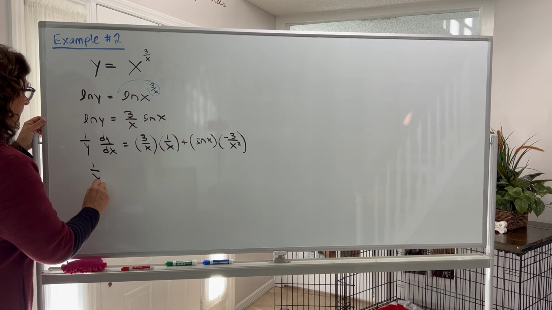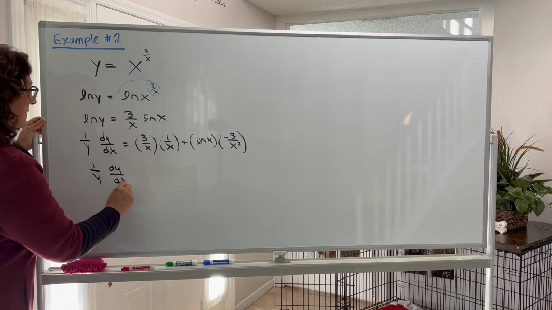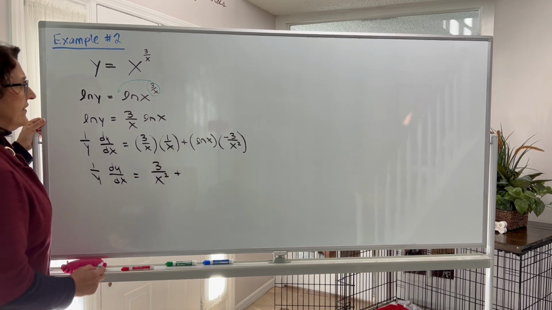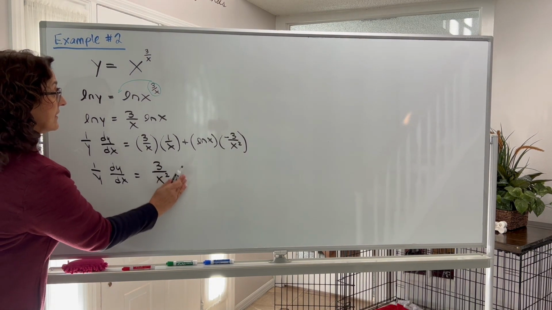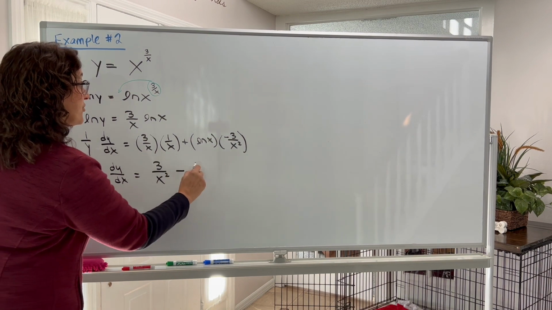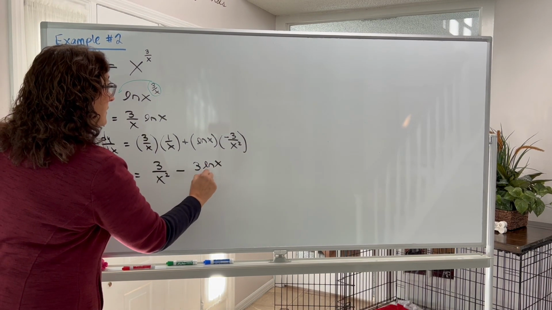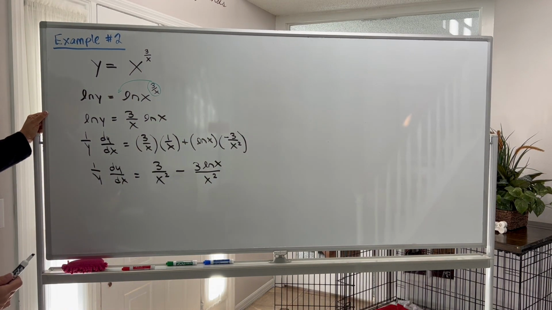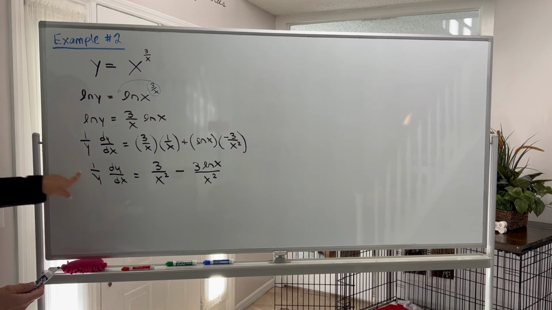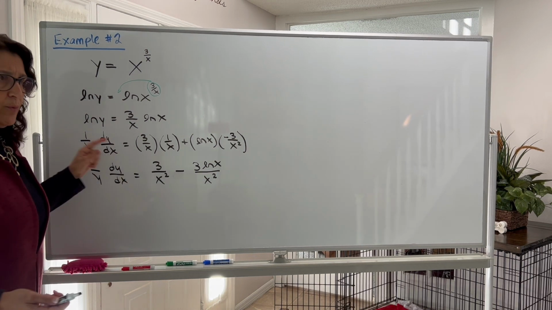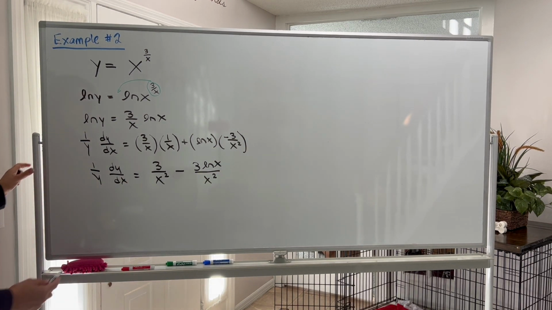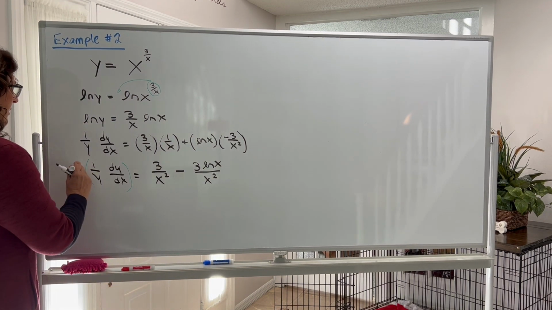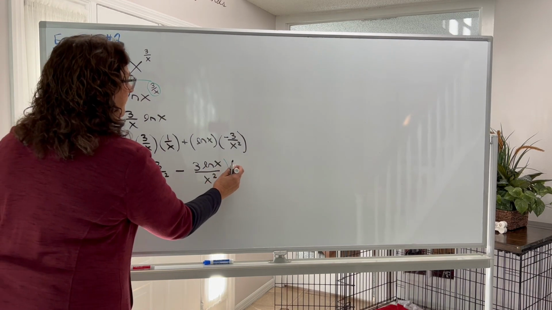So 1 over y, dy dx on the left. What do we have over here? It looks like 3 over x squared, and then this is a minus 3 natural log x over x squared. When we remove the grouping symbols and combine the terms, we have this. We want to solve for dy dx. We're looking for the derivative, not 1 over y dy dx. So we want to multiply both sides of the equation by y, so we can get dy dx by itself.